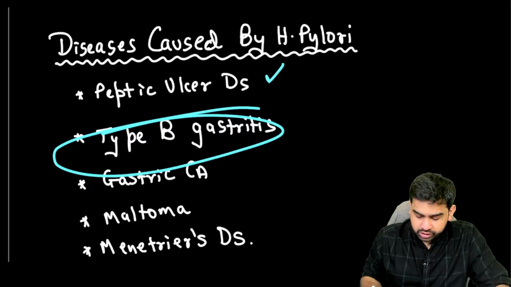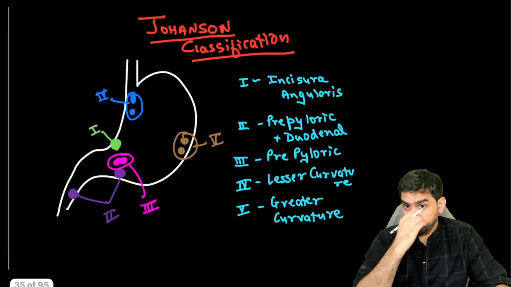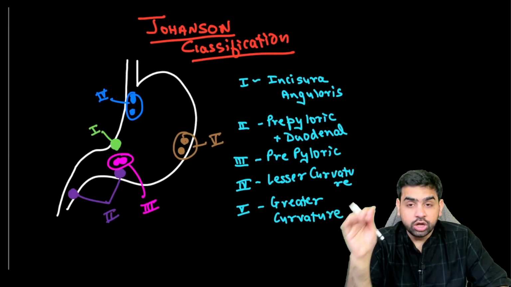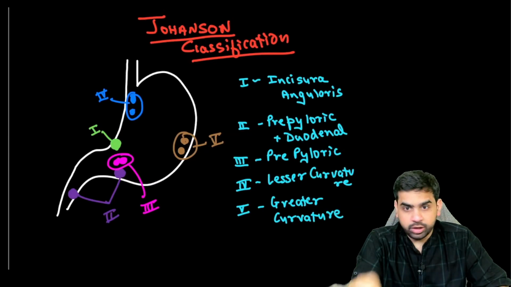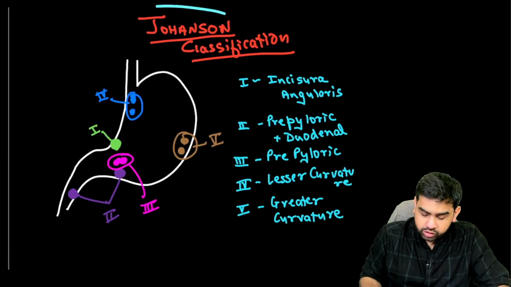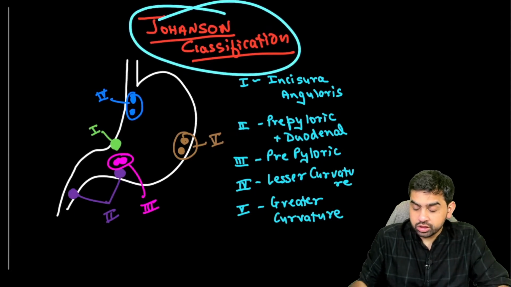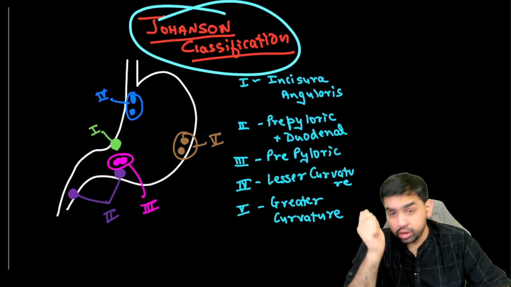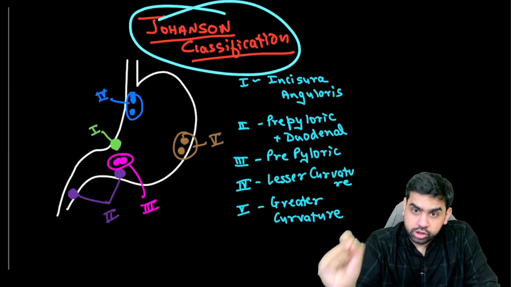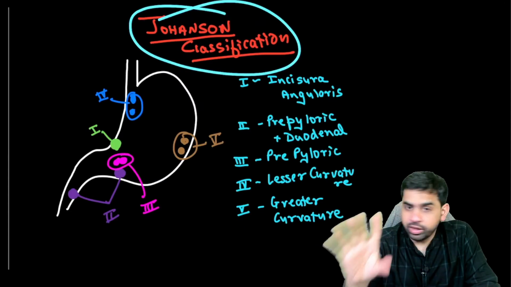Now the peptic ulcer disease, gastric ulcer, all those particular things are fine. Now what is the most common site for the peptic ulcer? The most common site for the peptic ulcer is the duodenum. It is not the stomach. But then what we have is Johansson's classification. Now what is this Johansson's classification? Johansson's classification is basically the classification of the ulcers of the stomach. Now there are 5 types and they are very, very important.